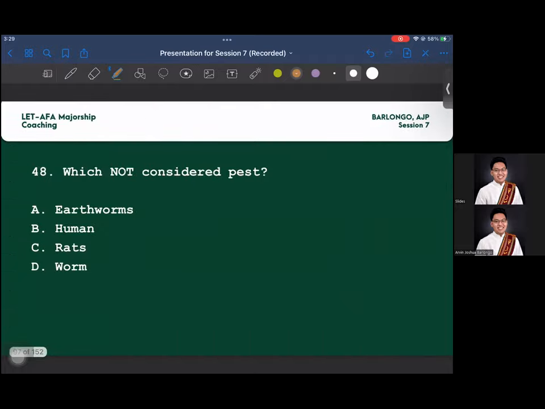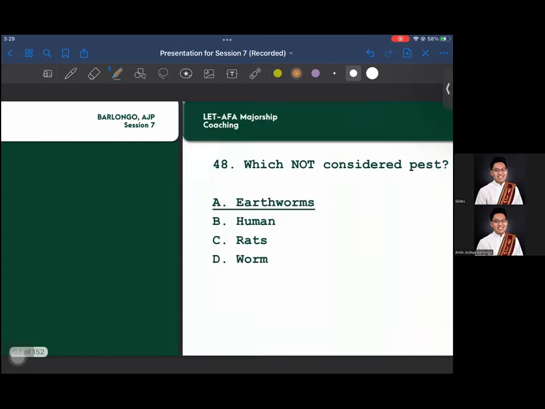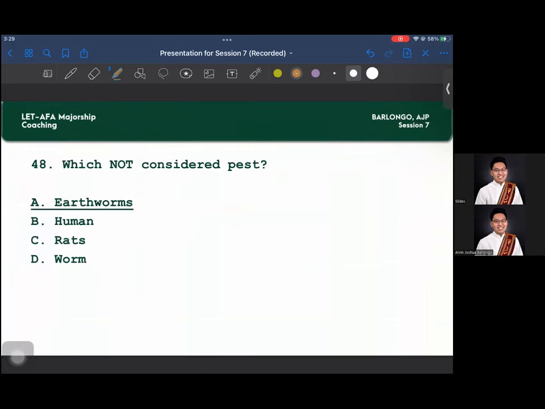Okay, next, number 48, which is not considered a pest? A, earthworms. B, humans. C, rats. Or letter D, worm. So the answer for this one is letter A, which is earthworms. Actually, earthworms are beneficial to soil systems because they encourage drainage and at the same time add nutrients sa ating soil.